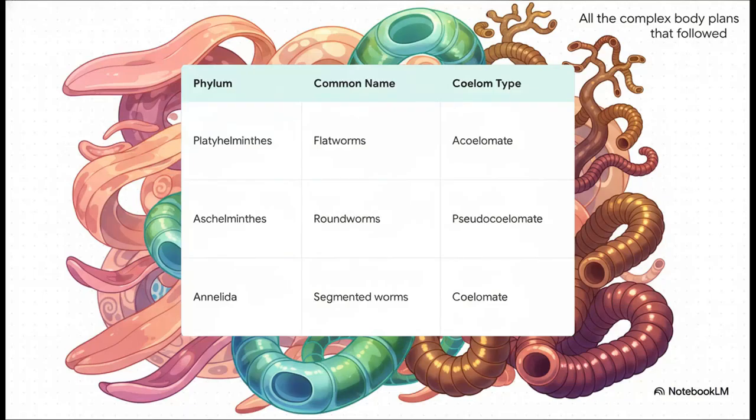So let's just quickly recap that. Looking at this table, you can see the whole story right there. We go from flatworms with no cavity to roundworms with a false cavity, and then to segmented worms with a true functional coelom. This whole journey, developing a protected internal space, is what set the stage for all the crazy complex animals that came next.